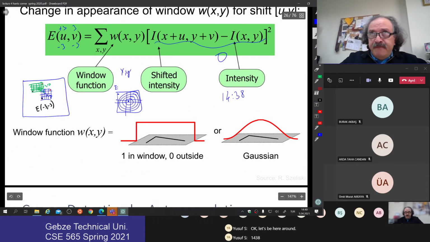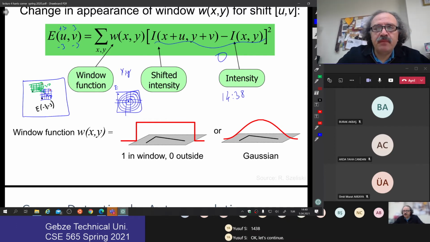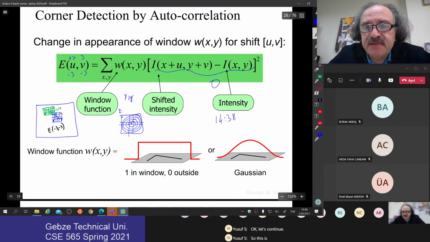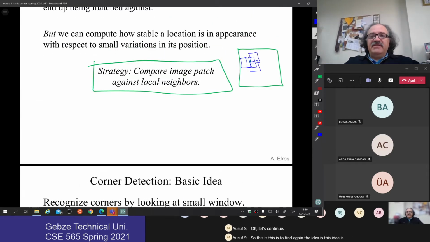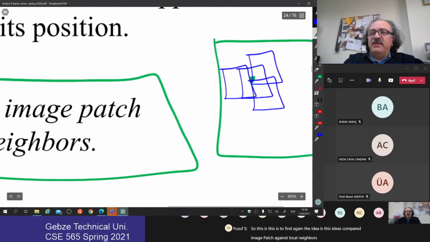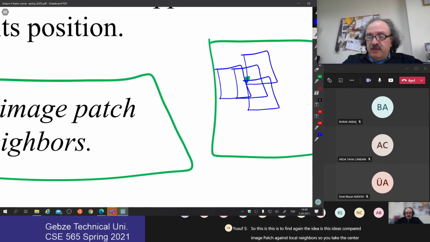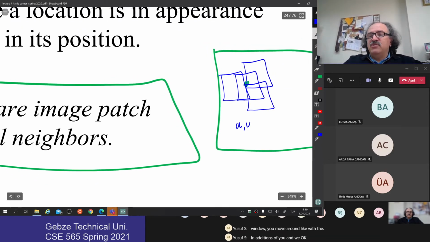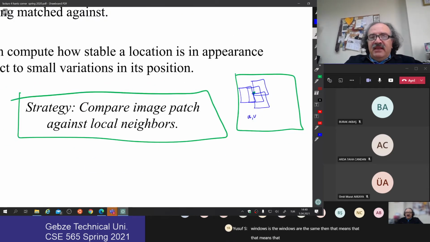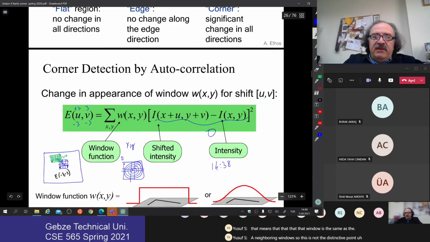Okay, let's continue. So this is to find, again, the idea is this. Idea is compare the image patch against local neighbors. So you take the center window, you move around in the directions of U and V, and you compare these two windows. If the windows are the same, then that means that window is the same as the neighboring window. So this is not a distinctive point.